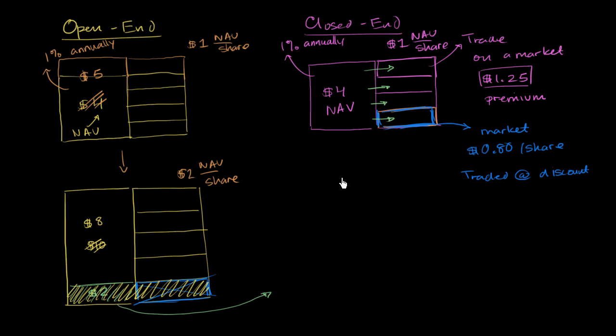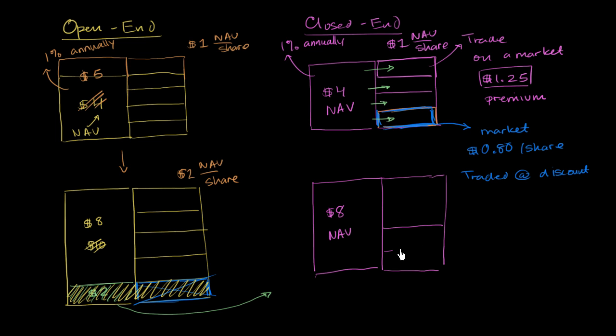So let's imagine a scenario. Maybe this closed-end mutual fund buys a bunch of assets. The assets do well. So we'll think about the positive scenario here. And once again, let's say those $4 grow to $8. So we have an $8 NAV, and we still have 4 shares. That hasn't changed.